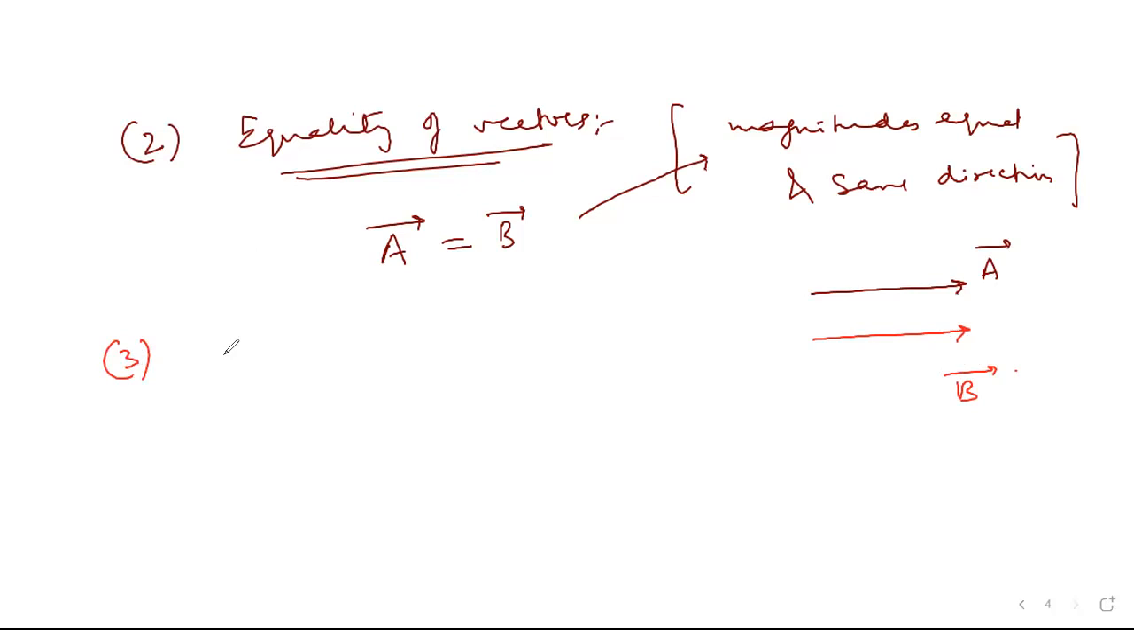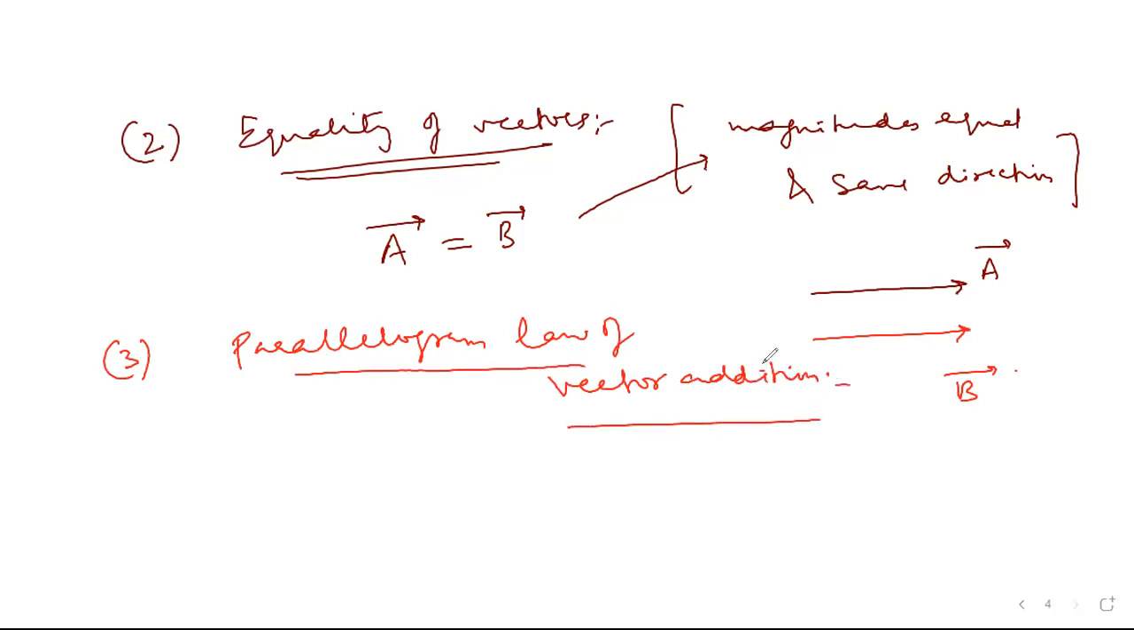Then we have the idea of parallelogram law of vector addition. What is parallelogram law of vector addition? It's also simple. If I have two vectors, this is my vector A and it is my vector B. I have to find their resultant. This is my vector B and I am interested in finding the vector which represents their sum.